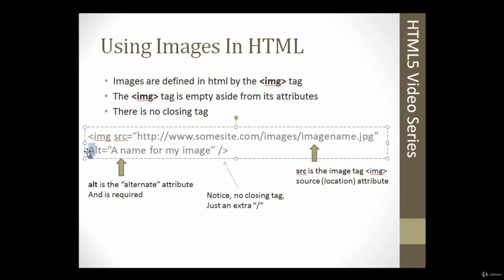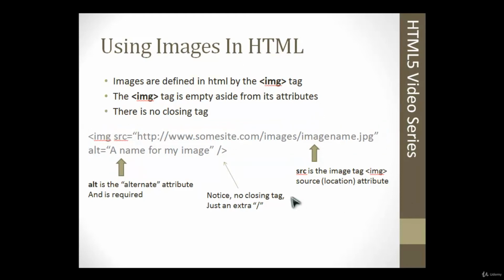Let's make this lowercase. The alt tag gives the image a text title. It differs from the title tag, as it's not a tooltip. When you hover, it doesn't show up as a tooltip. But what it does is, if your image is not found, say your image isn't there where it should be, this will display.